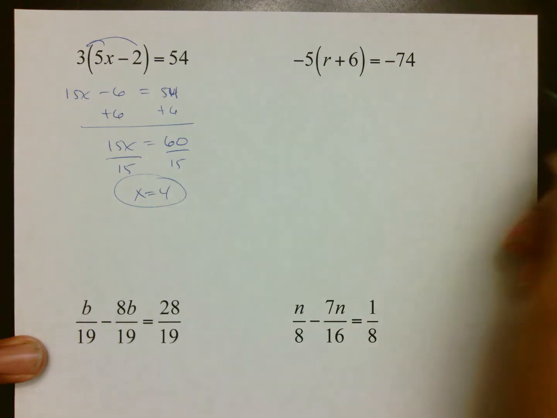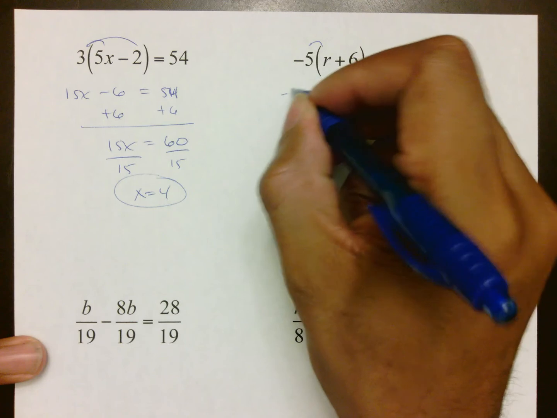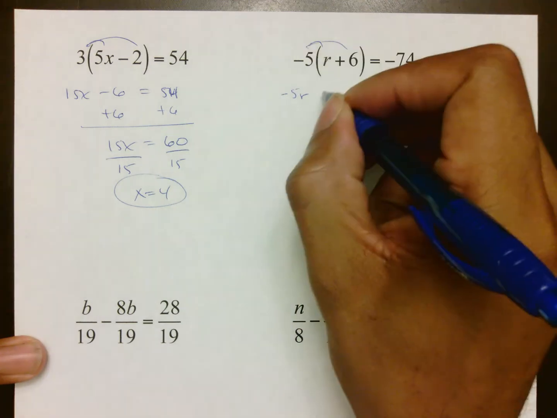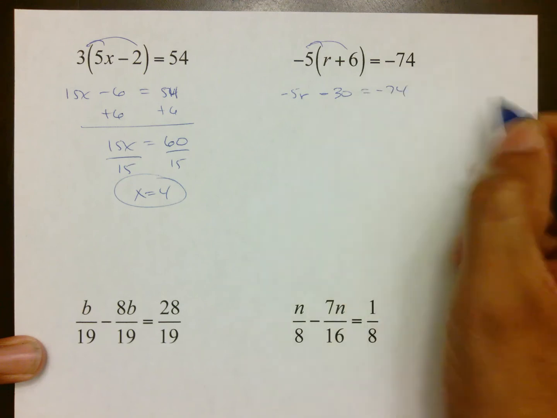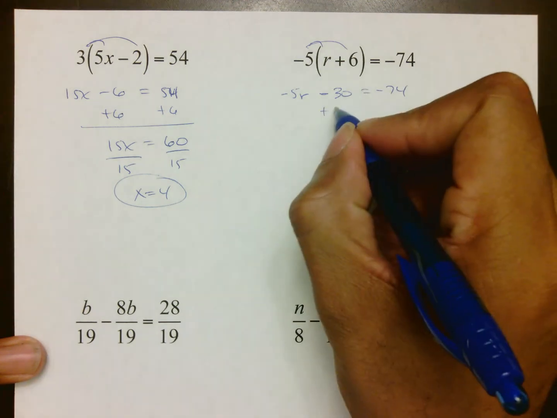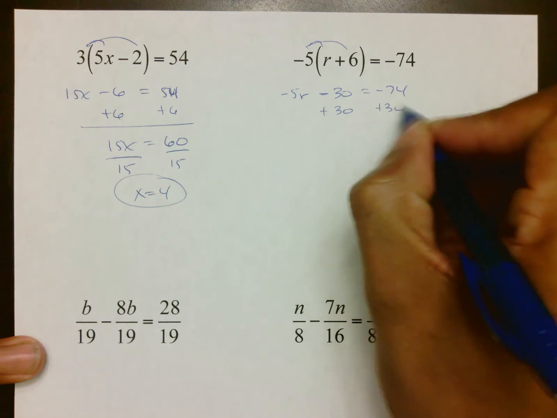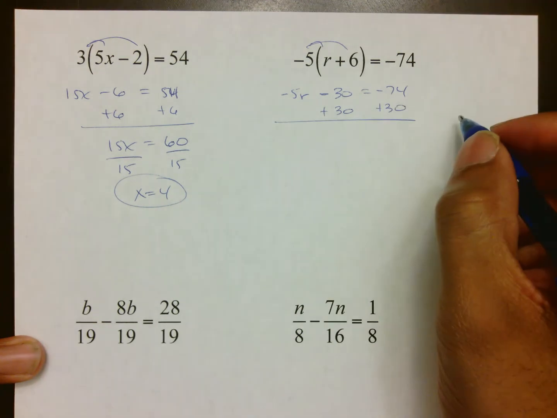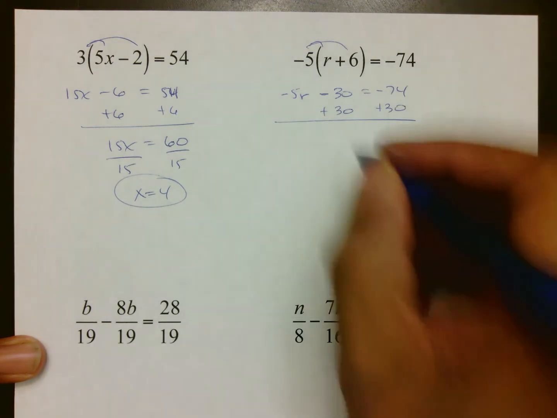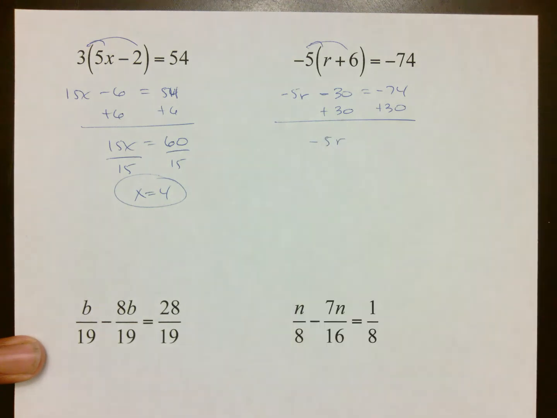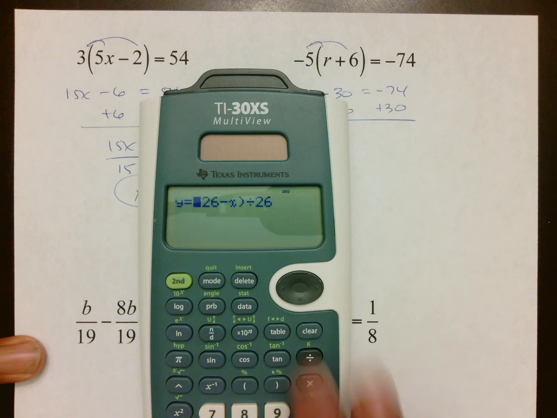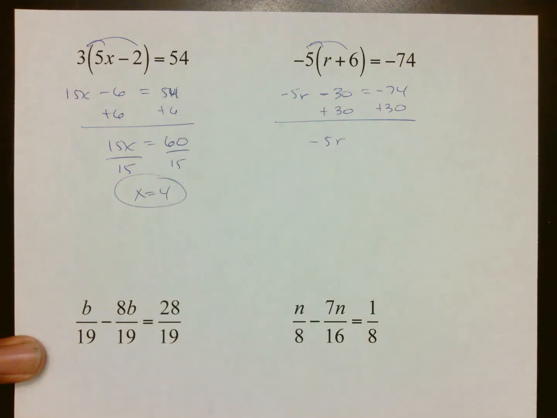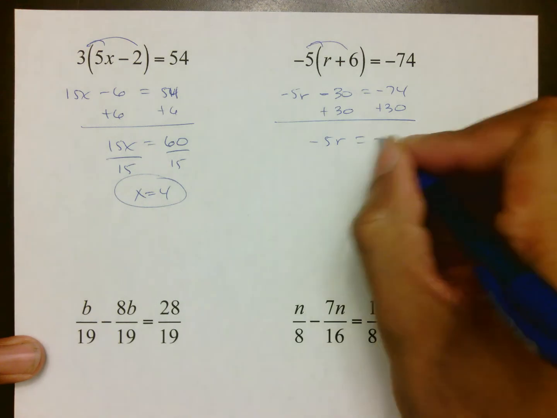Negative 5 times r plus 6, same thing. Here, distribute the negative 5, we get negative 5r. Here we get negative 30 because that's a negative 5 times a positive 6. Equals negative 74. Now we add 30 to both sides. And then you do negative 5r comes down, negative 74 plus 30 is negative 44. Yep, I figured it'd be a fraction.